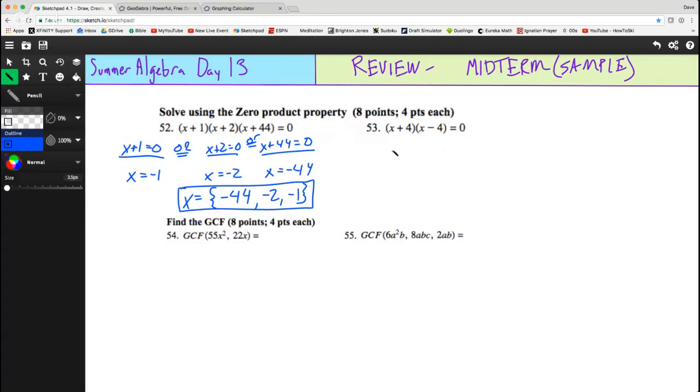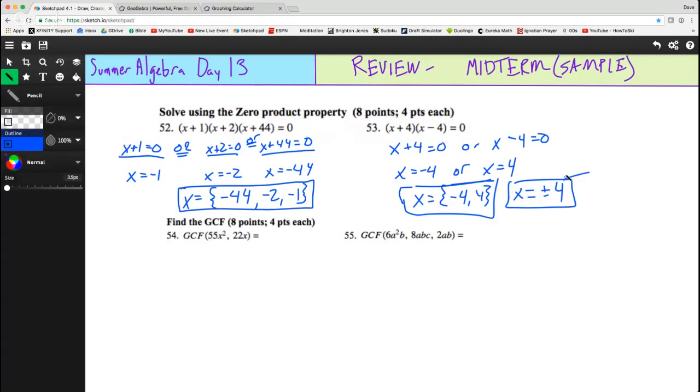Similarly over here, we got x plus 4 equals 0 or x minus 4 equals 0. So this is x equals minus 4 or x equals 4. So that's x equals negative 4, comma, 4. Or you could write it like this, x equals plus or minus 4. Either way. I'm not sure if I showed you this in class. So either way is fine.